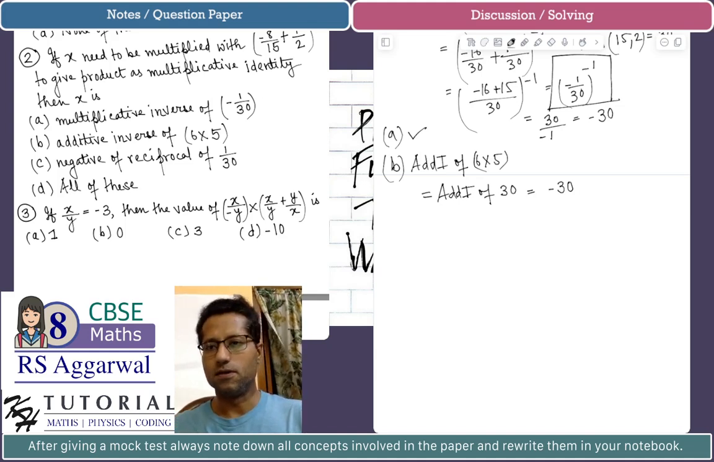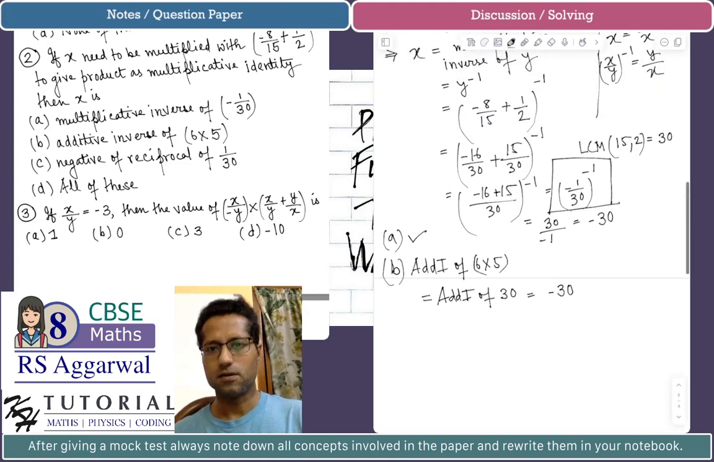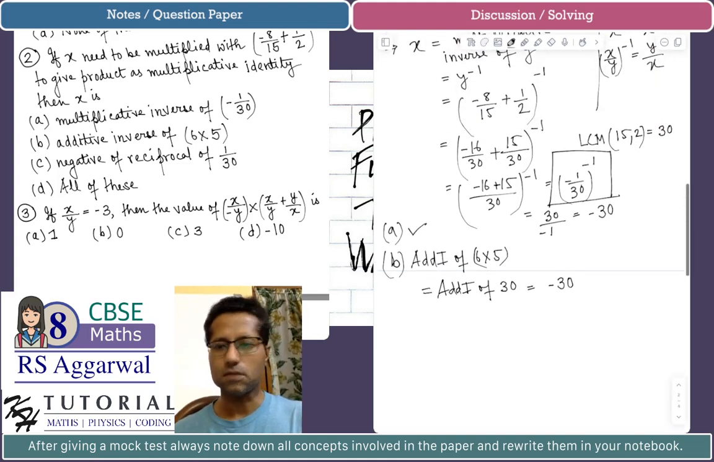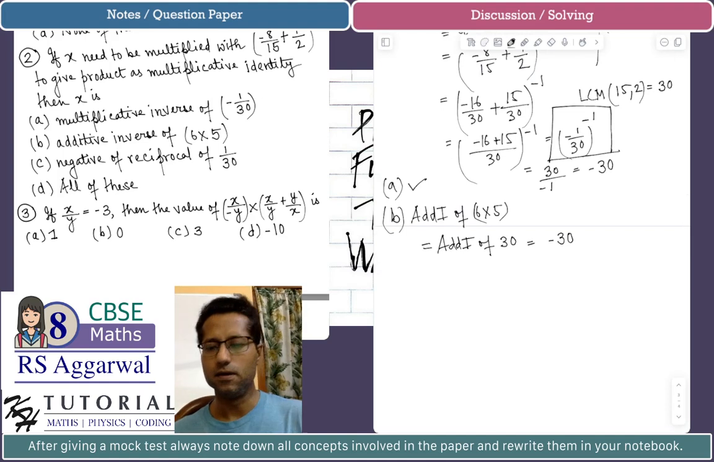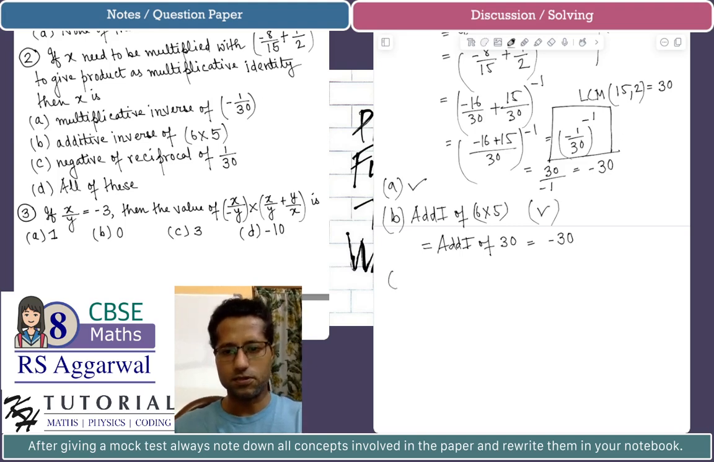Now what is this number actually? So we have seen that the x will be actually minus 1 by 30 to the power minus 1. That is multiplicative inverse of minus 1 by 30, which is equal to minus 30. So we can see that B is also a correct choice. Okay. Let's see what is C.